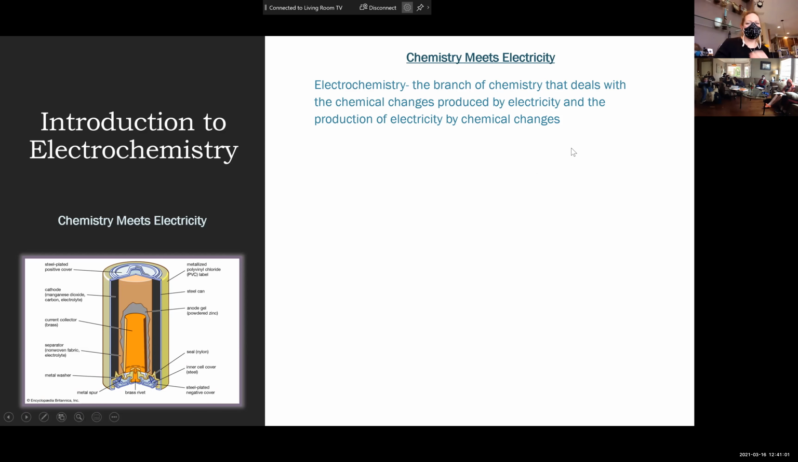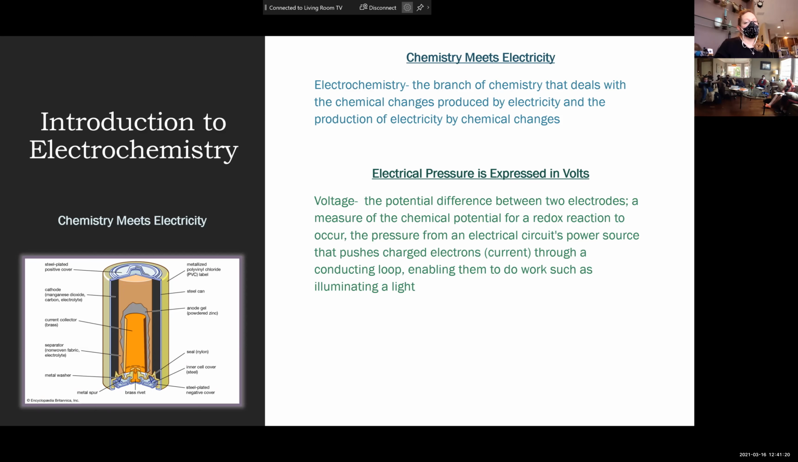So the branch of chemistry that deals with chemical changes produced by electricity and the production of electricity by chemical changes. Electrical pressure is expressed in volts. Do you guys remember this? Those of you who did physical science with us last year, the electrical pressure is described in volts. So voltage is the potential difference between two electrodes, and it's a measure of chemical potential for a redox reaction to occur.